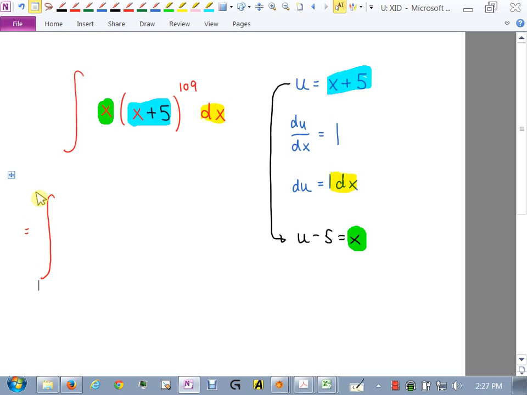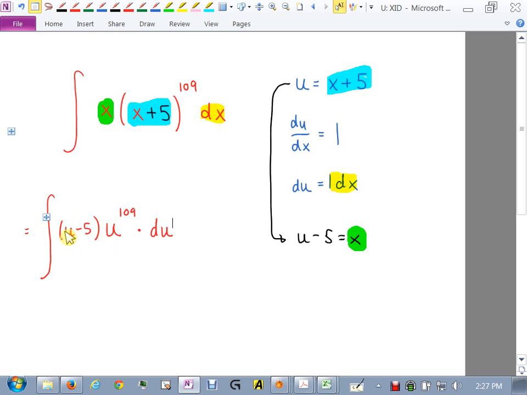Okay, so what am I replacing x with? u minus 5, so let's write it down. u minus 5. What am I replacing x plus 5 with? u. So that's just u to what power? 109. Now what am I replacing dx with? du. Do you see how that just totally got us around the problem? Because this u to the 109 can be passed through this parentheses now, because there's no power on this parenthesis. Right?